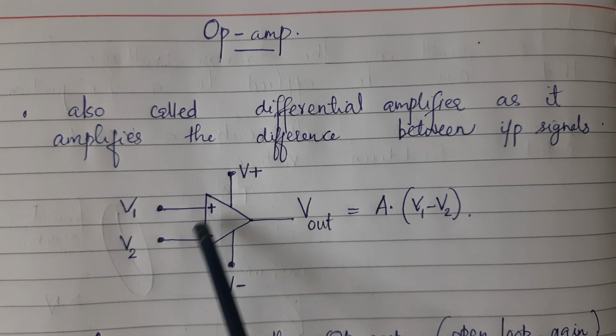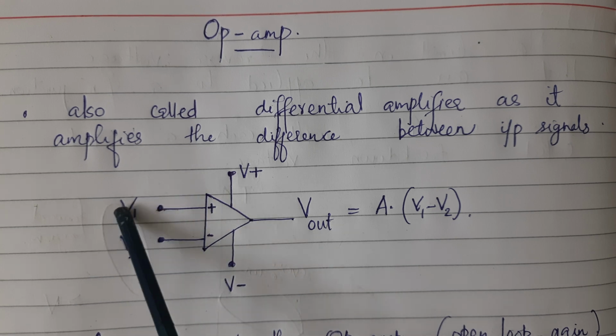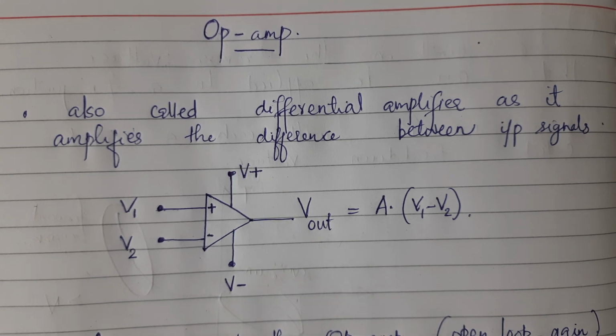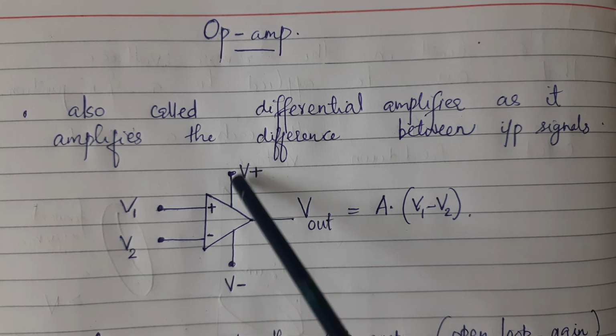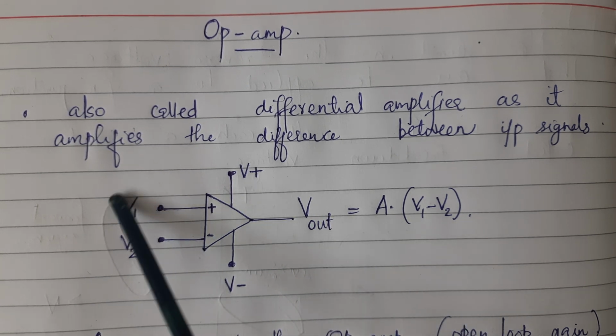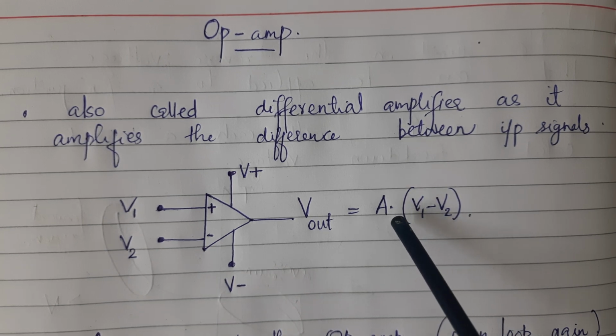In this figure, this is the normal representation of an op-amp. This is the op-amp and we have two inputs, V1 and V2, and V plus and V minus are the two power supplies. There can be one power supply also. There are many op-amps with only one power supply. But generally, V plus and V minus are two power supplies, and Vout will be the output. You can see that the output is equal to the difference of the inputs, V1 minus V2, into the amplification. We say it is the gain, and here specifically the open loop gain.